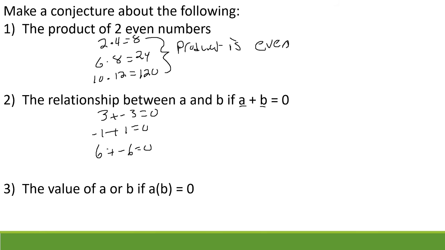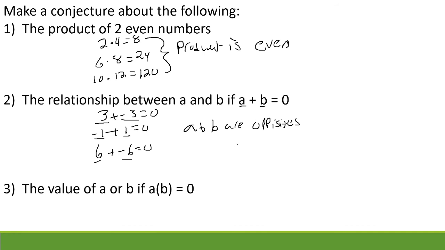Well, we can see that in each of these cases, we basically have a number and the opposite. A number and the opposite, a number and the opposite. So the relationship I can say here is that if A plus B is 0, that means A and B are opposites. Probably spelled that wrong, but they're opposites. So again, that's just based on the three examples that I came up with there.